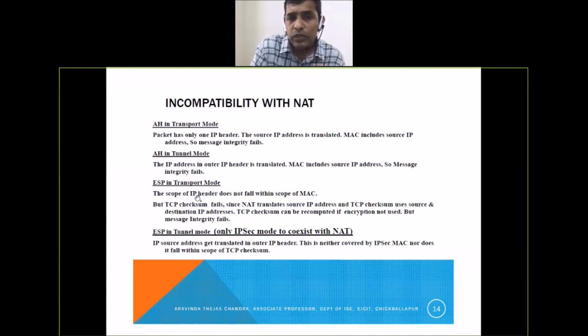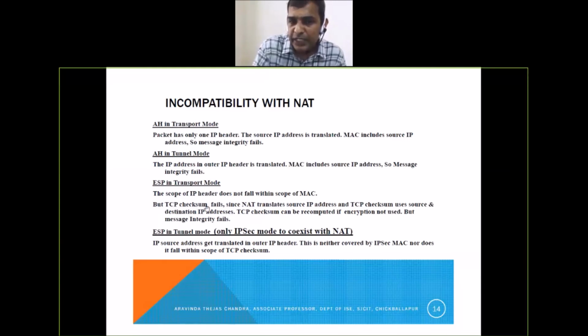So now let's go to ESP in transport mode. The scope of the IP header does not fall within the scope of NAT, but the TCP checksum fails. In transport mode, for the original IP header, we don't calculate the MAC. Why don't we calculate the MAC? Because the original IP header is encrypted. We calculate the MAC for the outer IP header. That is the result: the scope of the IP header does not fall within the scope of the MAC.